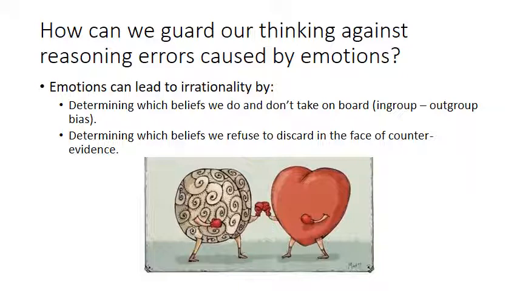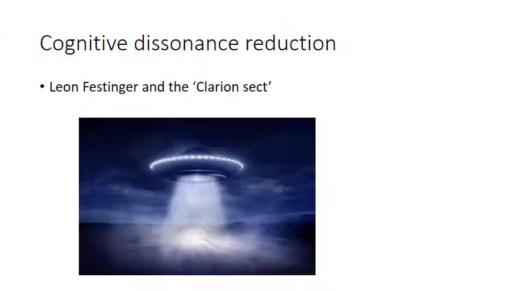And we've covered that. But then there's also perhaps an even more important way in which emotions distort our beliefs and can lead to irrational beliefs, irrational conclusions. And that is because they also play a role in determining which beliefs we refuse to discard or adapt in the face of counter-evidence. It appears that we tend to develop emotional ties with our beliefs, and once we've done so, we refuse to just let them go. And this was discovered in the 1950s by the psychologist Leon Festinger.